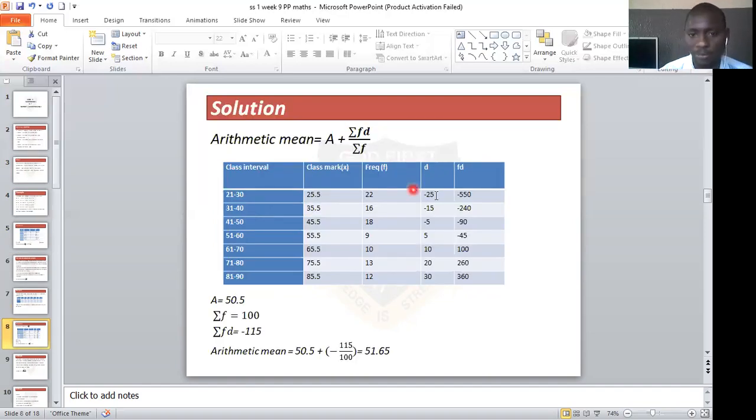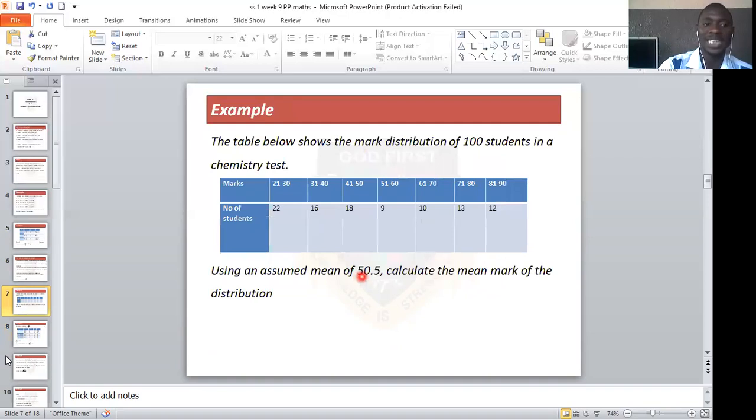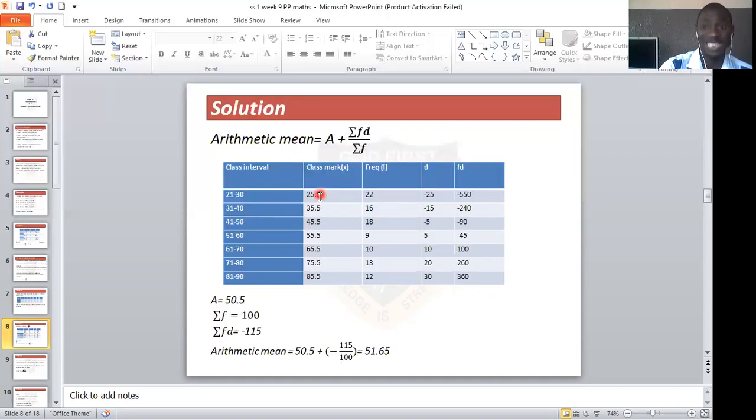So how do you now calculate the deviation? The deviation is calculated by the item minus the assumed mean. The assumed mean is given as 50.5. Using an assumed mean of 50.5, and the item here, the class mark for the first interval, is 25.5. If you take 25.5 minus 50.5, that will give you minus 25.